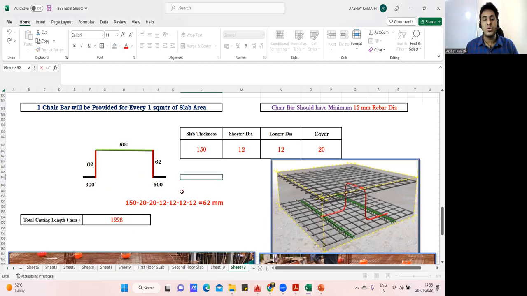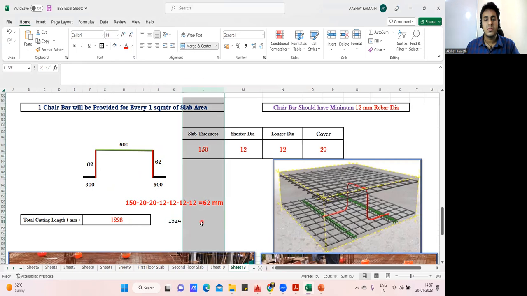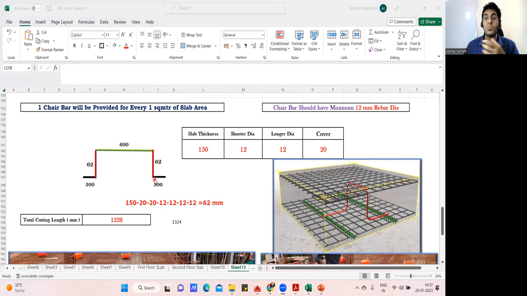So your total cutting length: 300 plus 62 plus 600 plus 62 plus 300. I got 1324 mm as the total cutting length. But remember one thing: the formula I created is created by me. It is not there in any code book. So when the formula is created by me, I need to do the bend deduction. Usually we need to do it. If you don't want to, no problem. You can take 1324 as the total cutting length.